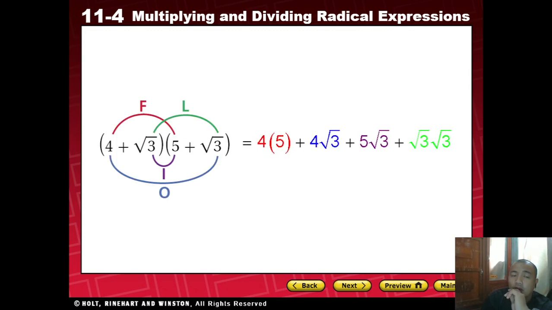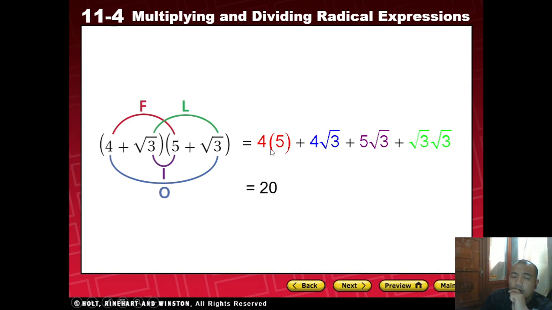So, example: what is 4 plus square root of 3 times quantity 5 plus square root of 3? FOIL method, first terms, 4 times 5 is 20. Outside terms, 4 times square root of 3, 4 square root of 3. Then inside terms, square root of 3 times 5, 5 square root of 3. Then last terms, square root of 3 times square root of 3.